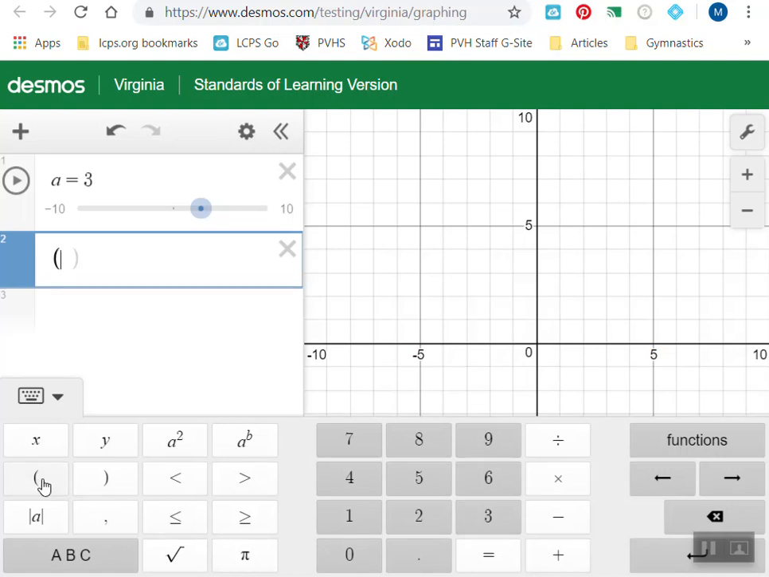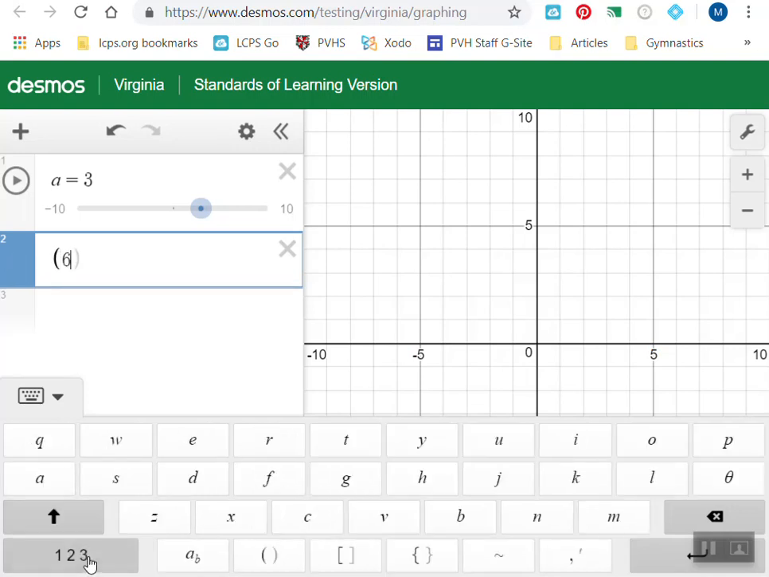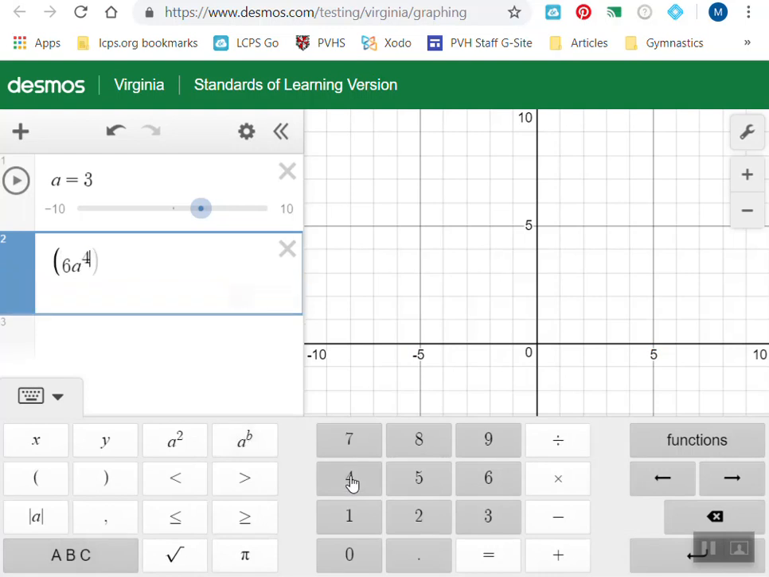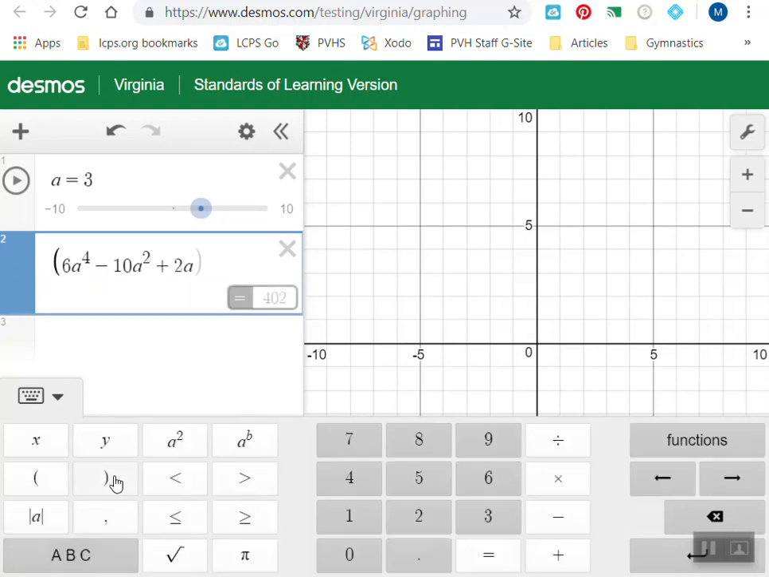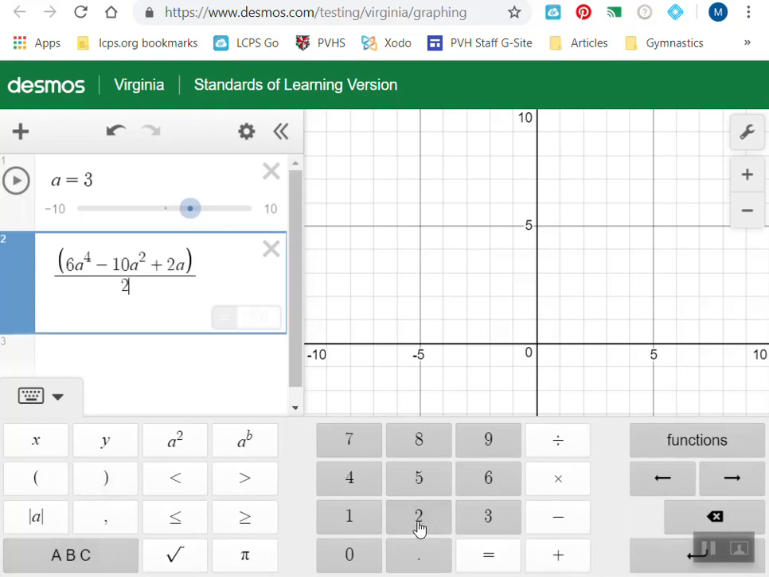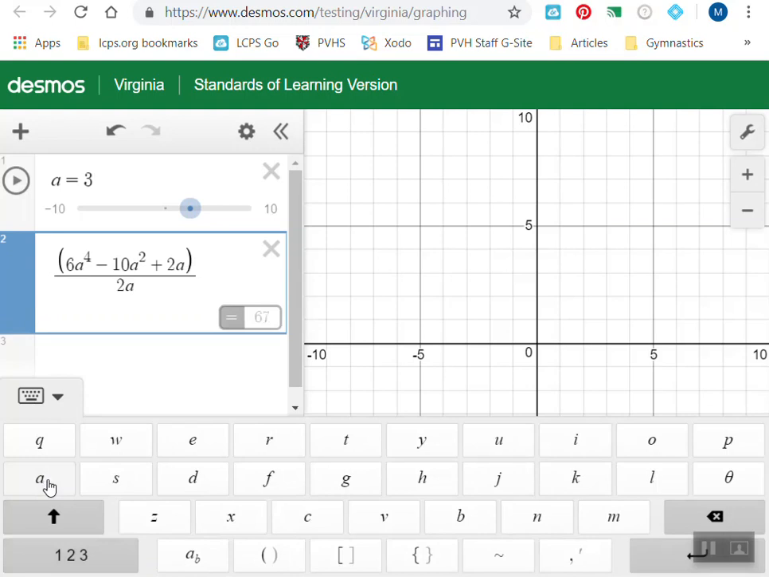So I'm going to start by putting parentheses, 6a to the 4th minus 10a squared plus 2a, parenthesis. And then I can divide by 2a.